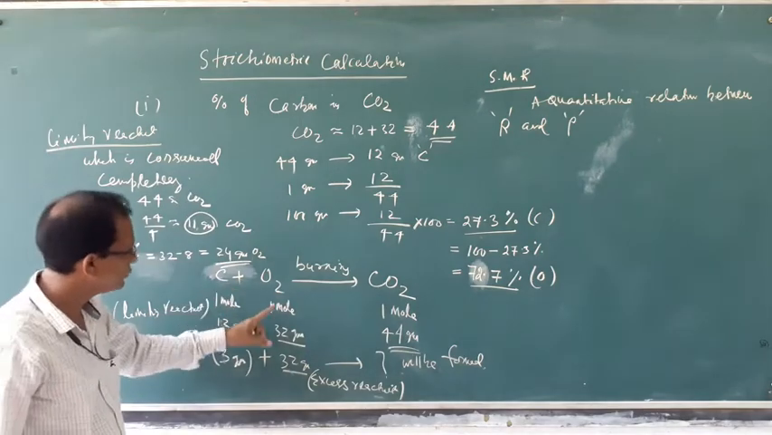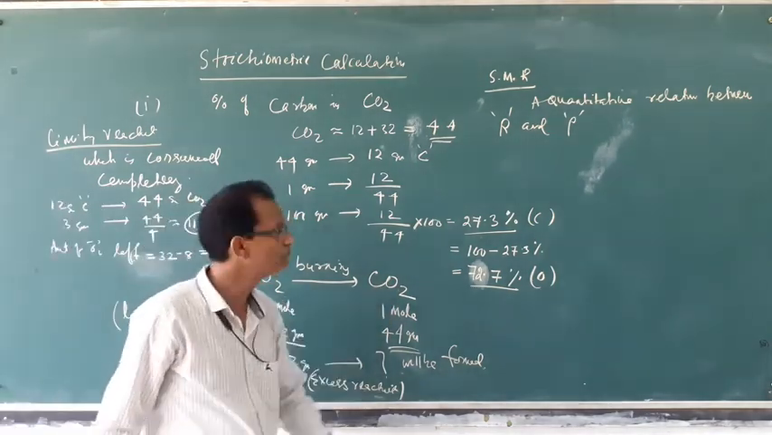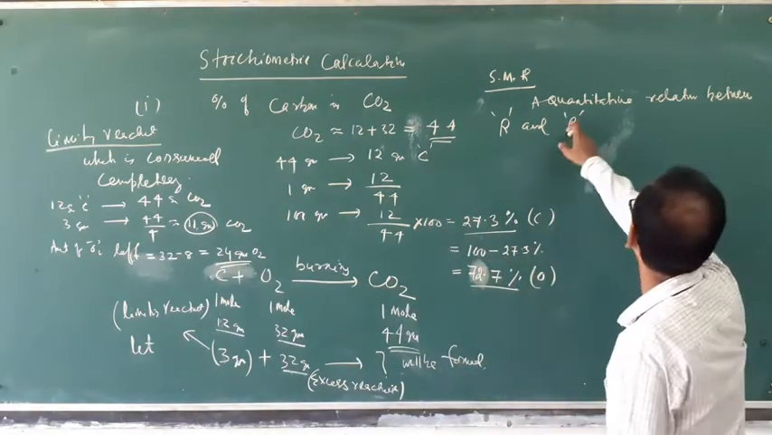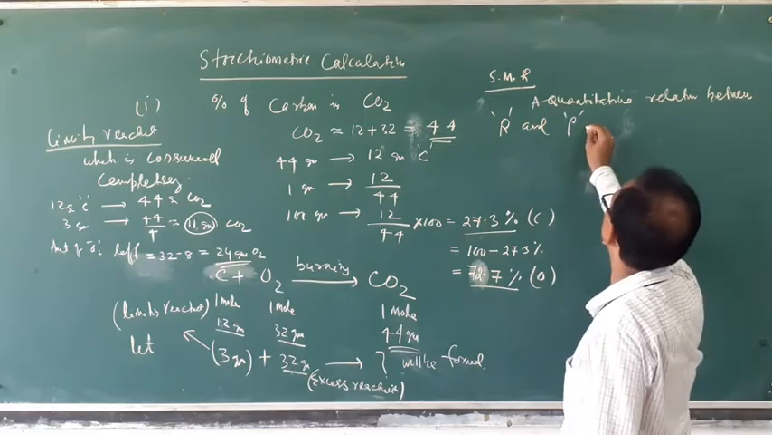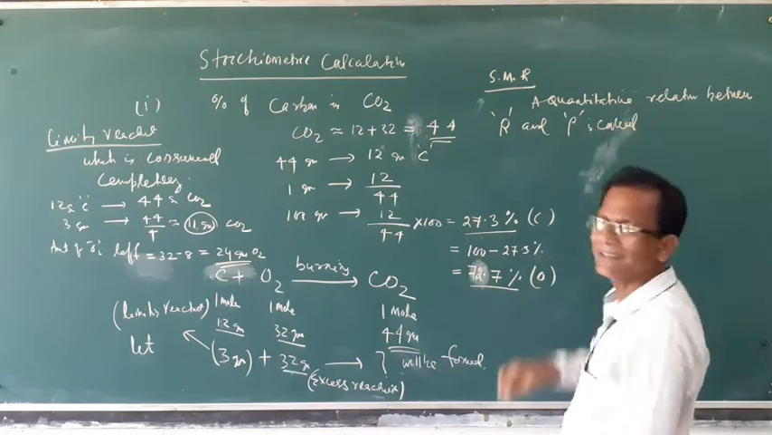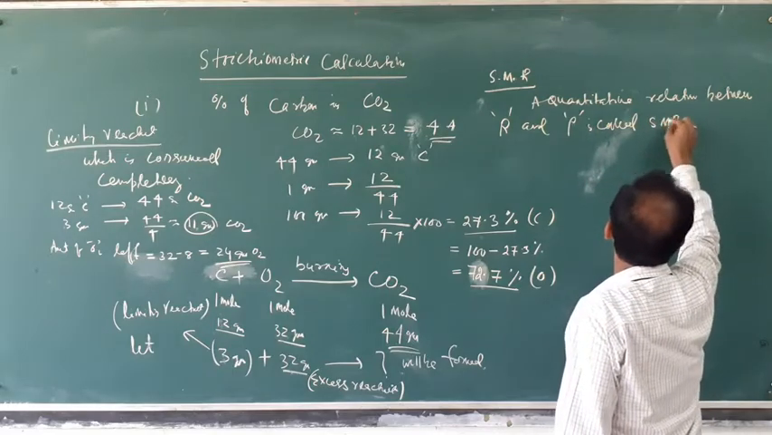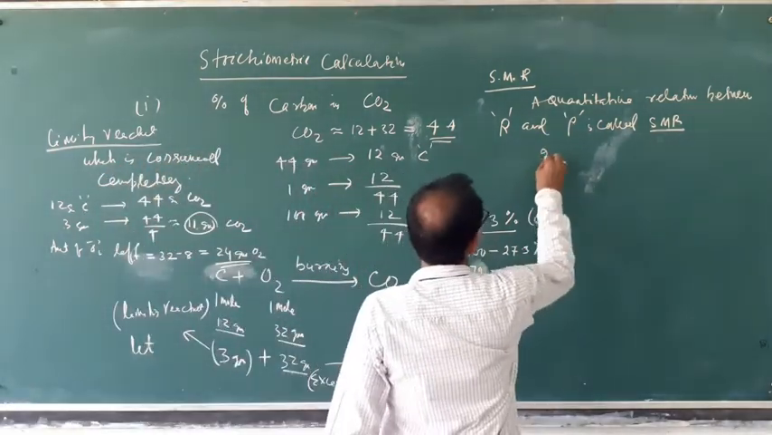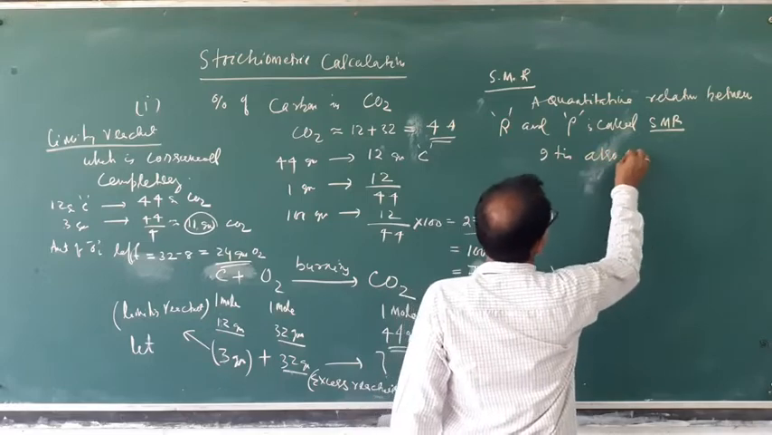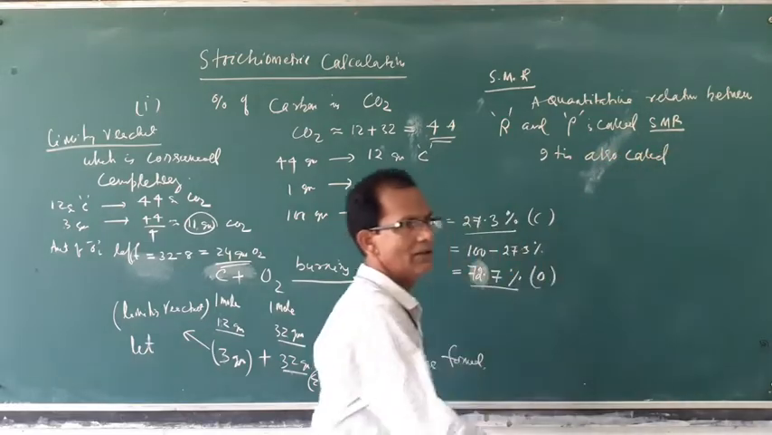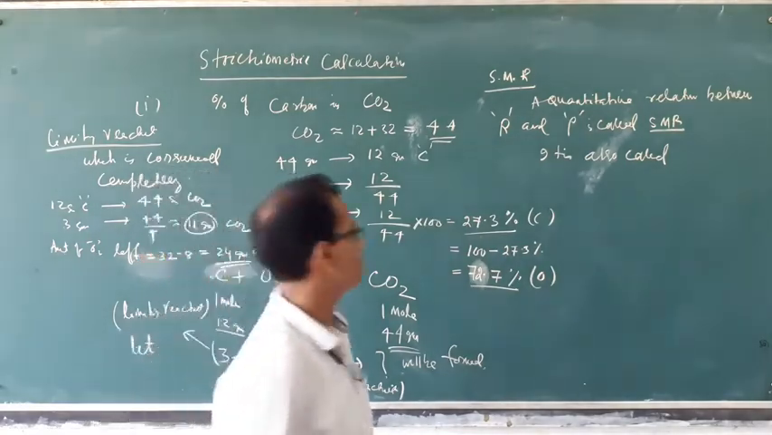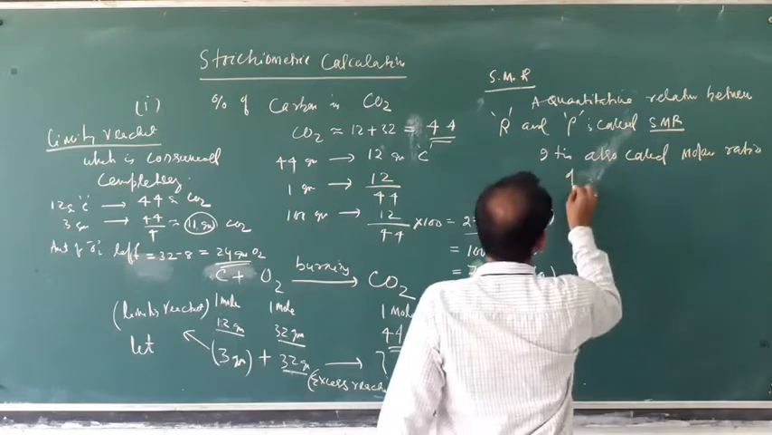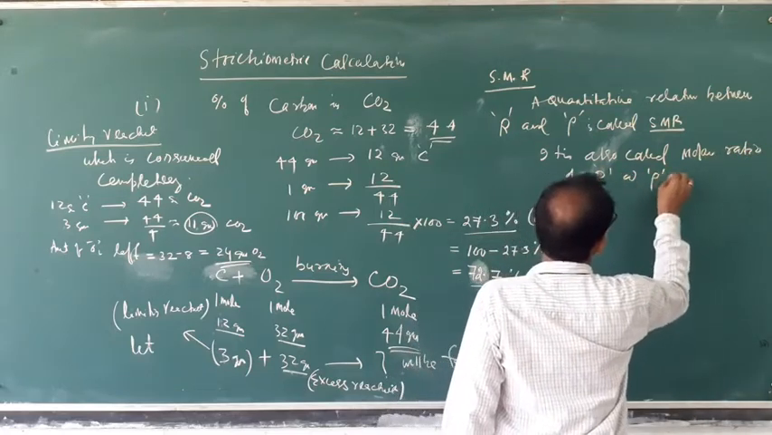1 mole of carbon combined with oxygen 1 mole forming 1 mole CO2. So quantitative means amount, volume, mole, anything like that. Quantitative relation between a reactant and product is called what? SMR, stoichiometric relation, stoichiometric calculation. It is also called, indicates molar ratio of reactant and products.